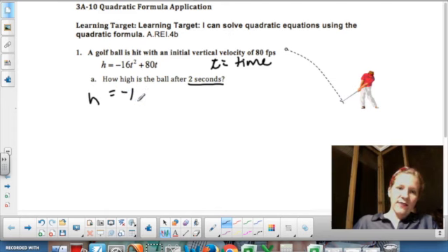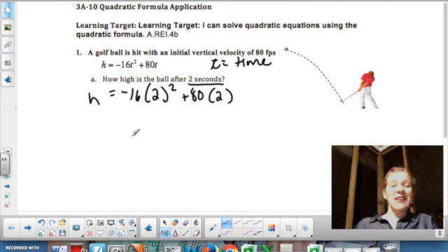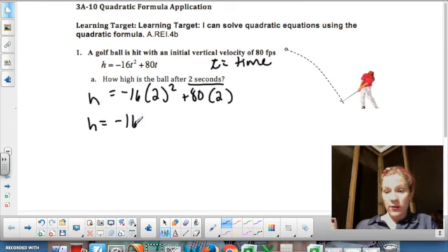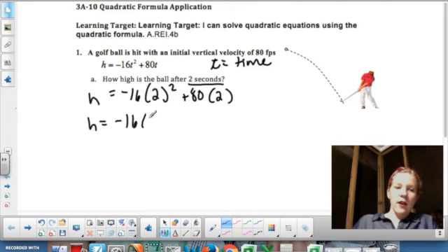So we've got negative 16 times 2 squared plus 80 times 2. Really, this is just an order of operations. I need to make sure I do what's in the parentheses first, except there's nothing to be done there. Then I go to exponents. The only thing that could really mess you up here is one, not knowing where to start, and two, not following those order of operations. So please, please, please, 2 squared is 4.